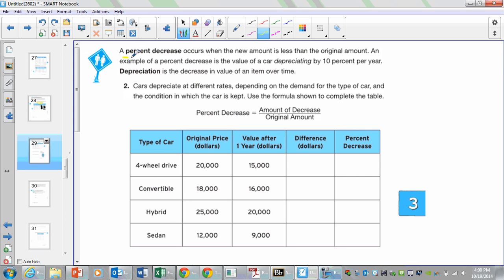Now they talk about percent decrease, which is also super important for your homework. Percent decrease is the same, but now it's the amount of decrease over the original amount. So highlight, star, underline, whatever you want. Then the other super important thing on this page is depreciation, and this is the decrease in value over time. Let me give you a few examples.